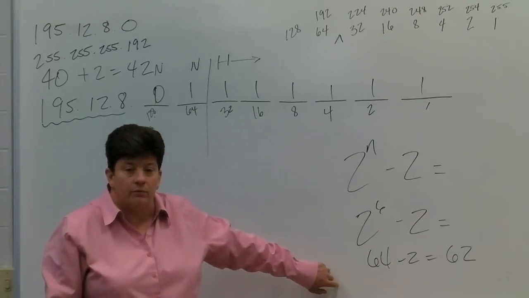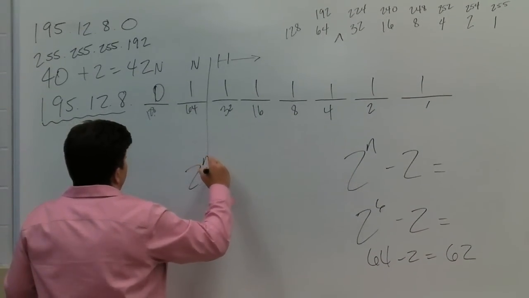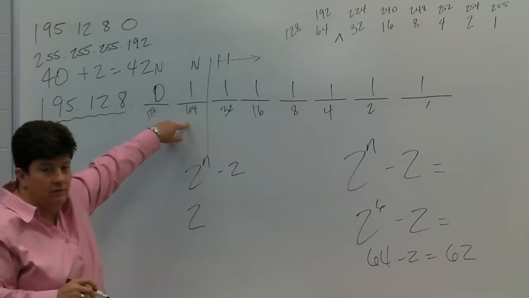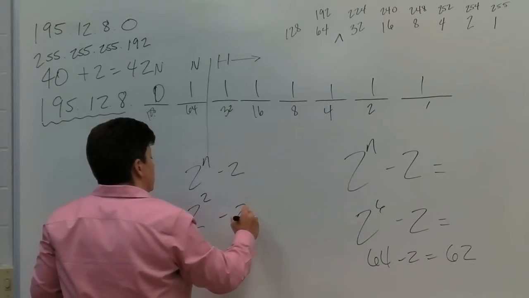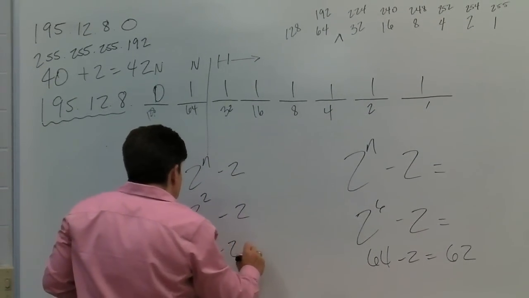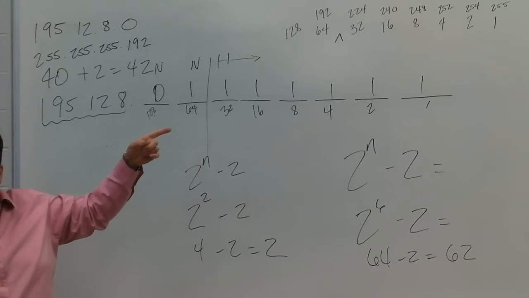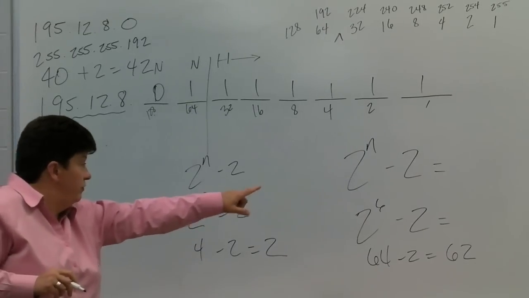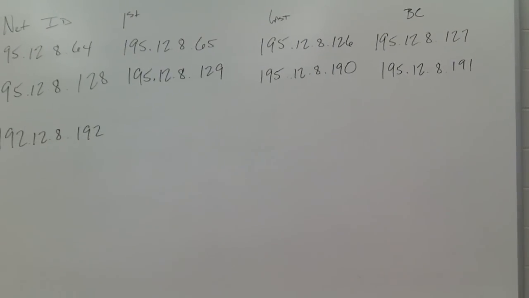But another way to double check. How many networks would we create? 2 to the n minus 2. How many bits in the host portion? What's 2 to the 2nd power, 2 squared? What's 4 minus 2? How many networks did I give you? You have to know this formula. Okay? You have to be able to figure that out. You will get that question. You're going to get the question of how many networks would it create?